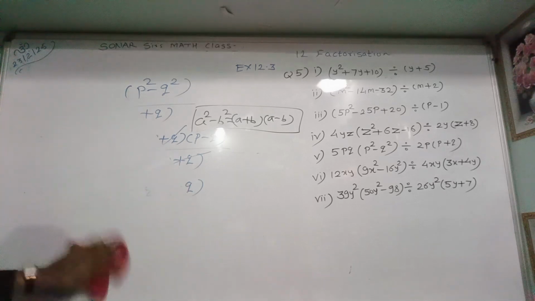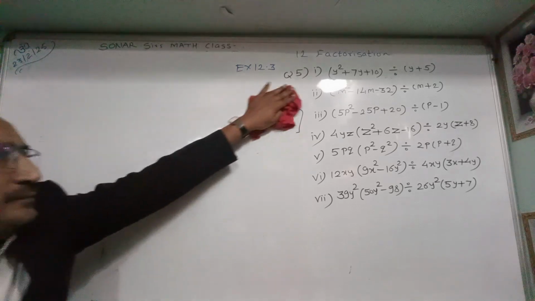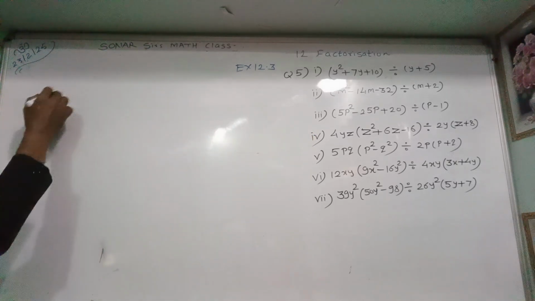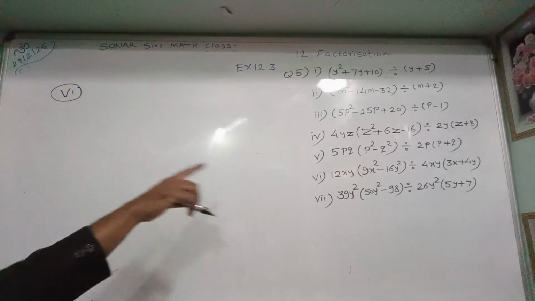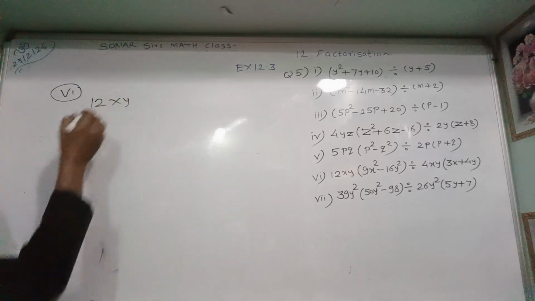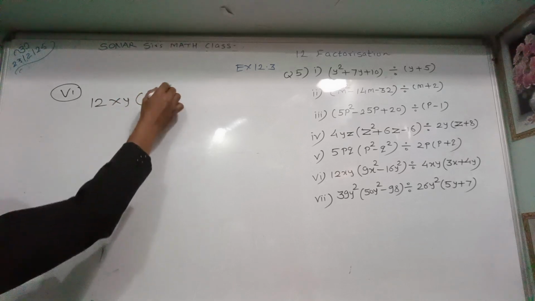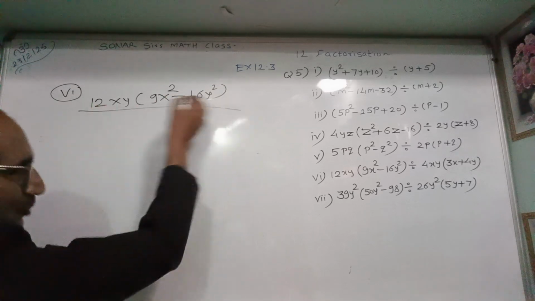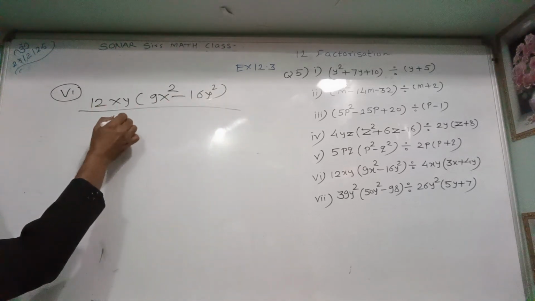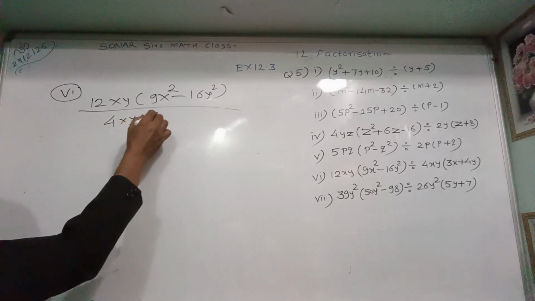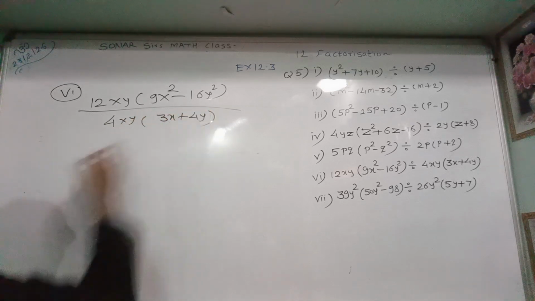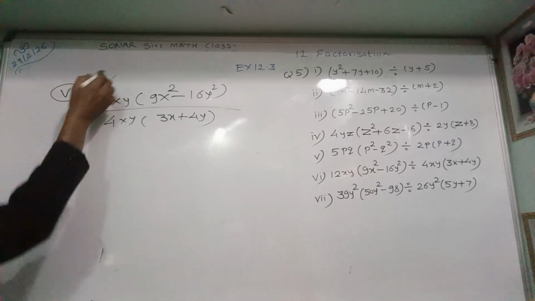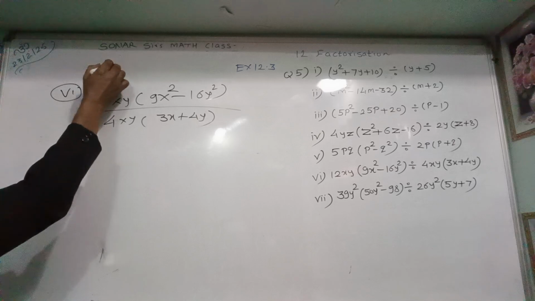Let's move to question number 6. In question number 6, again the same identity is given in a different form. 12xy in bracket 9x square minus 16y square. So these are the perfect square terms in the numerator, and in the denominator there is 3x plus 4y. Let's see these factors. Now 4 and this is 12. So 4 threes are 12.